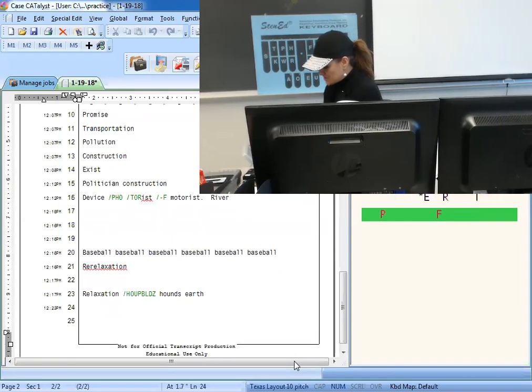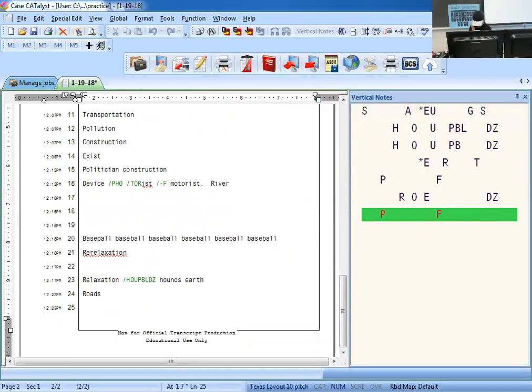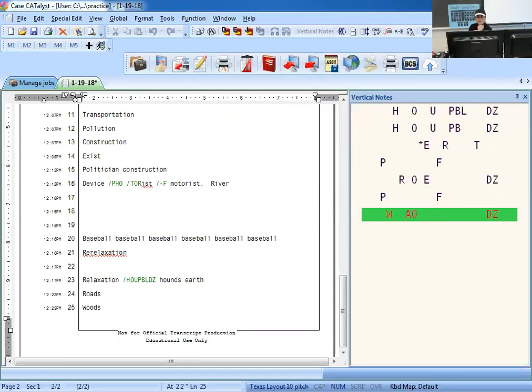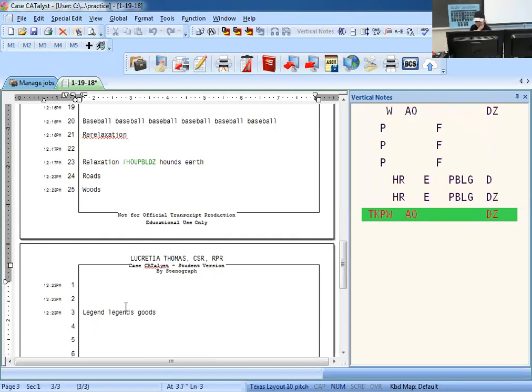Remember, roads is R long O-D-S. You can write it in one stroke, roads. And then there was one other I wanted to give you. Woods, you can write it in one stroke, W-A-O-D-Z. Legend is a brief, you all. I hope you remember. It's L-E-J-D. Legend. I think you can write L-E-J-D-Z for the S. Yes, you can add that in one stroke. And there was one more, and goods, G-A-O-D-Z, goods, one stroke.